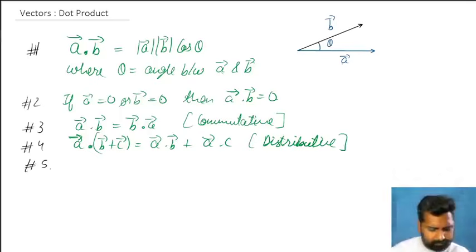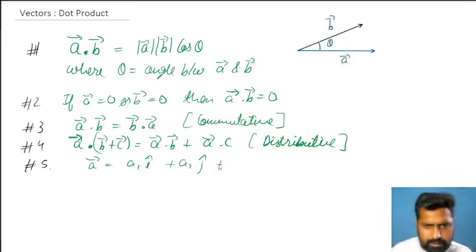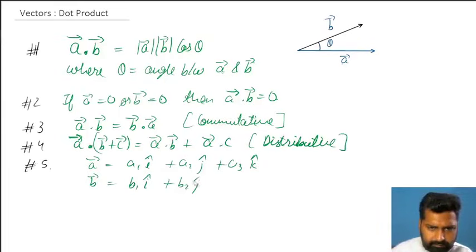Next, how do we actually do the dot product? Let's talk about that now. Let's say your A vector is A1 i, A2 j, A3 k. Your B vector is B1 i, B2 j, B3 k.